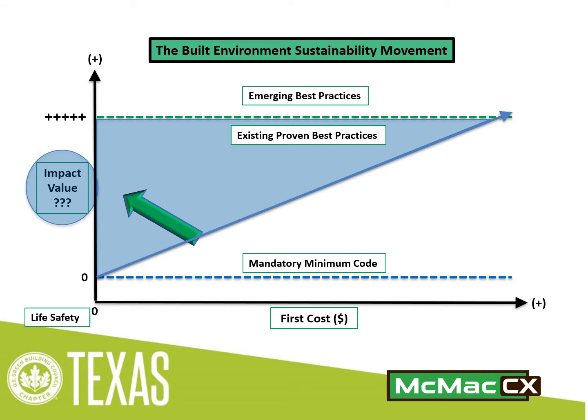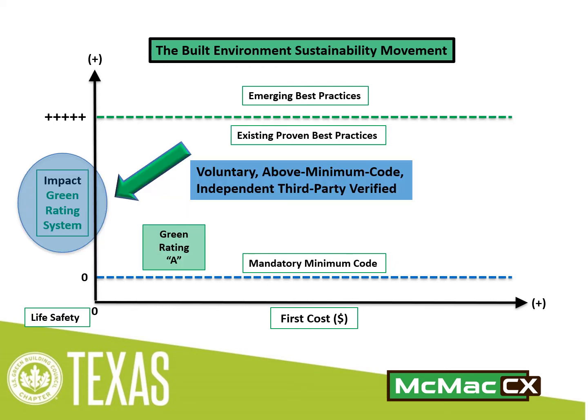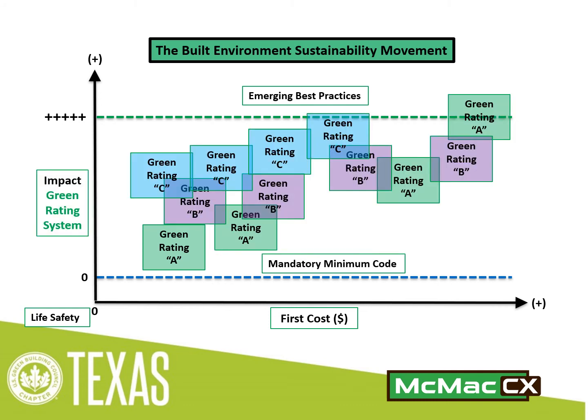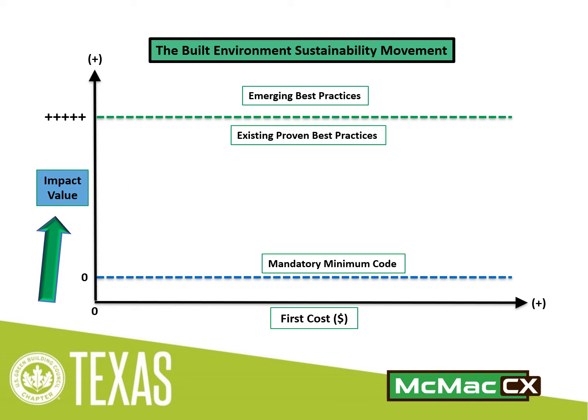So, as I mentioned earlier, this impact value relationship to first cost is extremely important. We reviewed voluntary above minimum code, independent, third-party verified green rating systems, and the attempt to create a universal standard for the evaluation of proven best practices, and their proliferation and the impact that that has had, both positive and negative. Our USGBC Texas Best Practices app directly addresses the impact value vacuum, or lack of standardized evaluation process, for existing proven best practices.